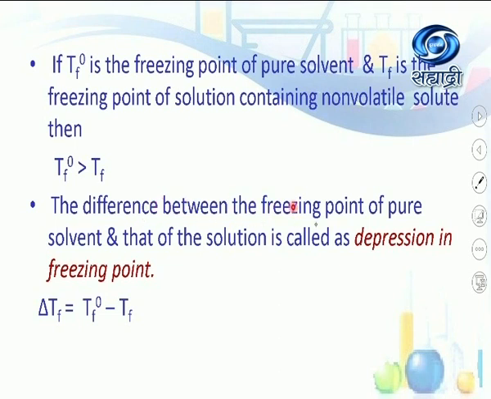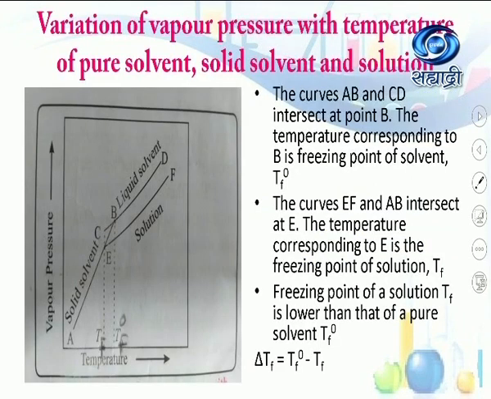So the difference between the freezing point of a pure solvent and that of a solution, of course containing non-volatile solute, is called as depression in the freezing point. So the depression in the freezing point is shown by delta Tf is equal to what? Tf0 minus Tf. This is the variation of vapor pressure with temperature of a pure solvent, solid solvent and solution.